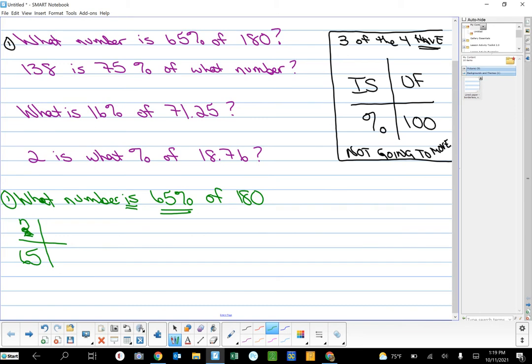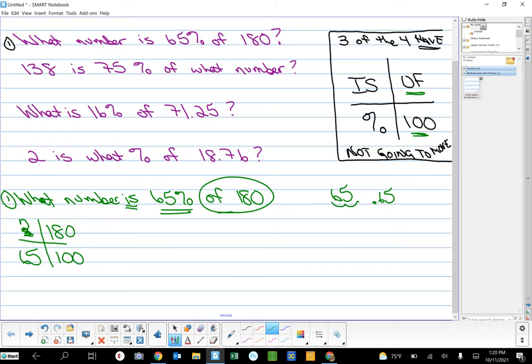Now remember, if you need to change a percent to a decimal, you're always going to move your decimal point over 2 decimals. Like 65 would become, you start here and you move it over, right? So that would become 0.65. But this is set up so you don't have to worry about moving those decimal places, which is really, really nice. And then of 180, the of goes in the upper right-hand corner, so the 180 is going to go here. The 100 never changes, so that's going to go down here.